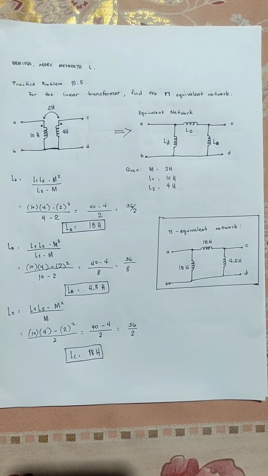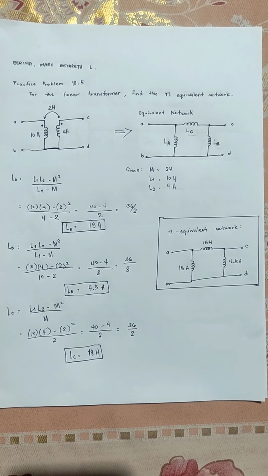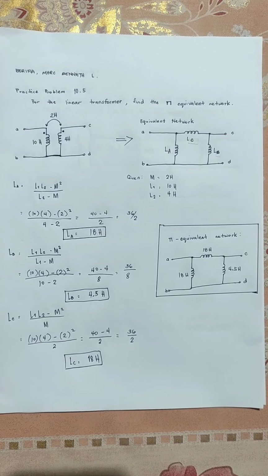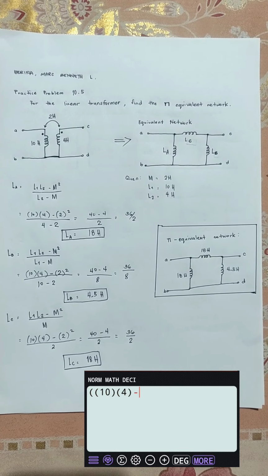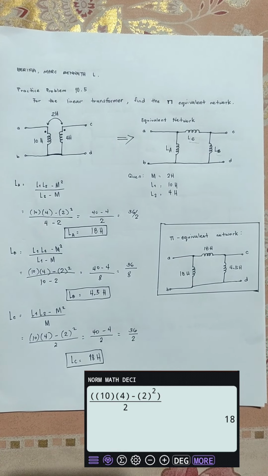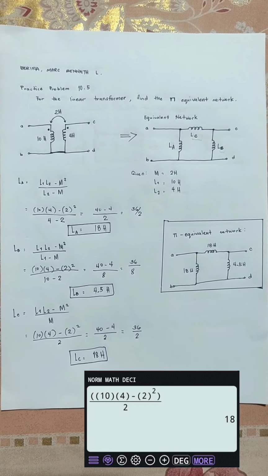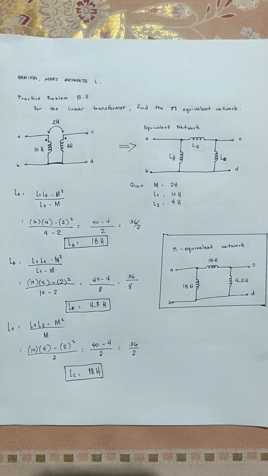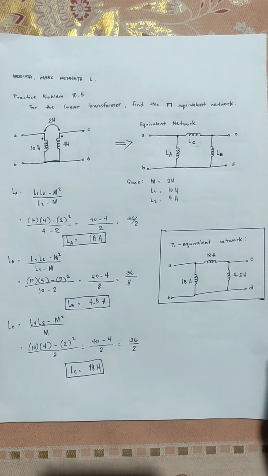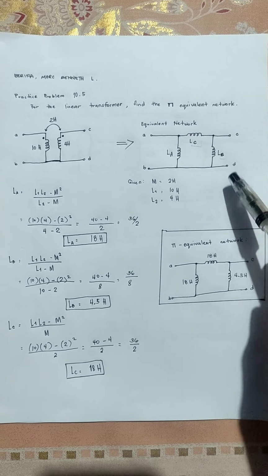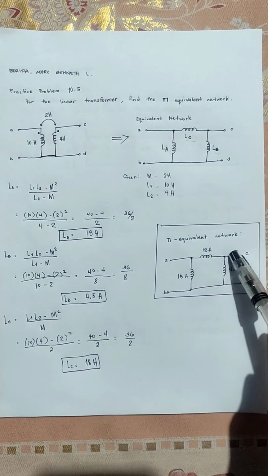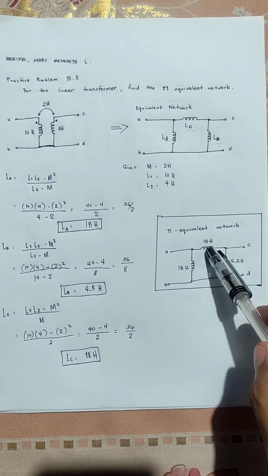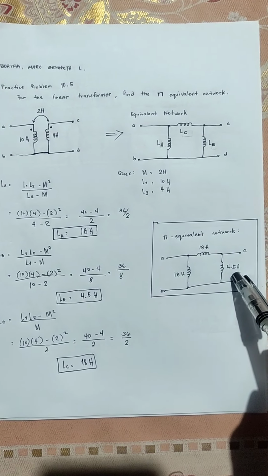And for the L sub C, we have the formula L sub 1 times L sub 2 minus M squared all over M. We have 10 times 4 minus 2 squared all over 2. It is equal to 36 over 2, so our L sub C is now equal to 18 henry. After we get the values, we will substitute them into their respective places to get the pi equivalent network. Our L sub A is 18 henry, L sub C is 18 henry, and L sub B is 4.5 henry.